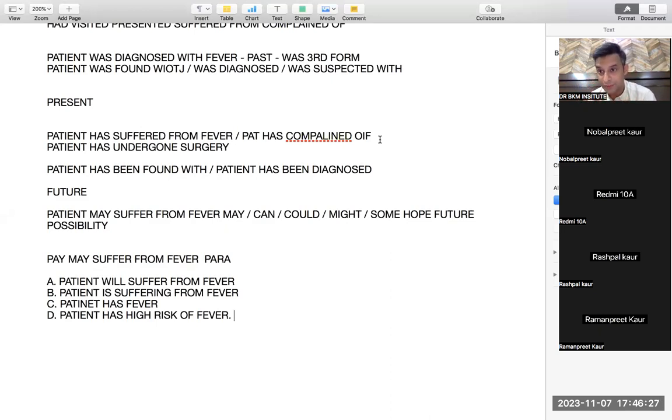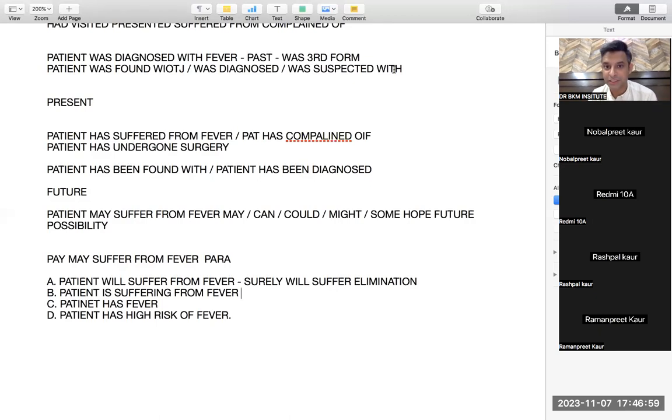So when the paragraph is saying patient may suffer from fever, that means it is probability. It is not certain. Patient will suffer from fever means surely will suffer from fever. So it is not correct, because the paragraph says maybe. It is not certain, it is a possibility. But patient will suffer from fever means 100% he will suffer from fever. So this goes in elimination.